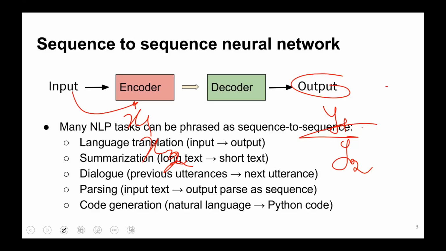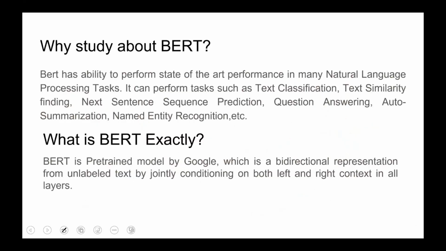There are various applications of sequence to sequence networks: language translation, summarization, dialogues, previous utterances to next utterances, parsing, and code generation. These are different NLP tasks that can be performed with the help of the sequence to sequence nature of the network. It has the ability to achieve state of the art performance in many NLP tasks.